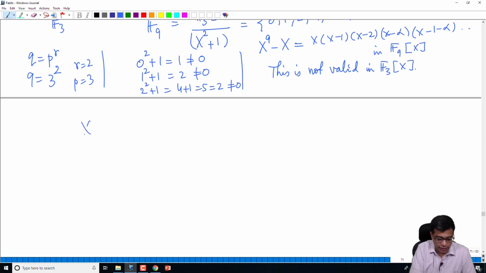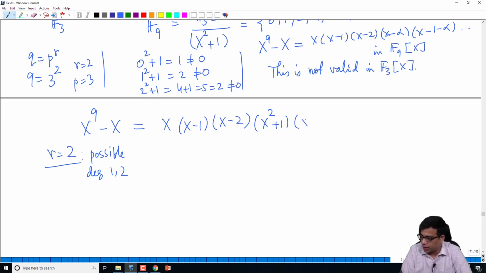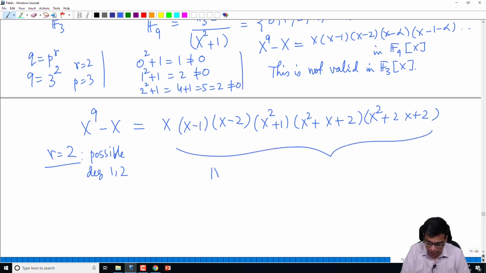Okay, so what is the correct factorization? Here remember, the irreducible factors must have degrees dividing r, which is 2. So here possible degrees are 1 and 2. So we have x, x minus 1, x minus 2. These are linear factors coming from F3 itself, and the remaining ones are degree 2. One of them is the one we started with, and there will be another. It will be x squared plus x plus 2 and x squared plus 2x plus 2. One can check that these are all irreducible.